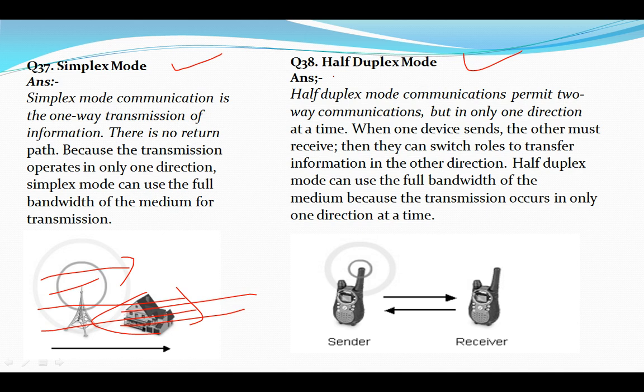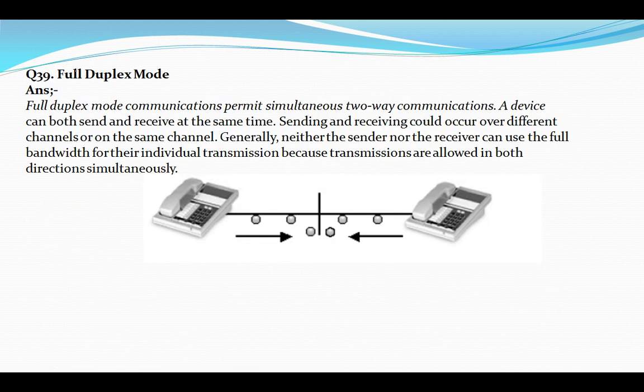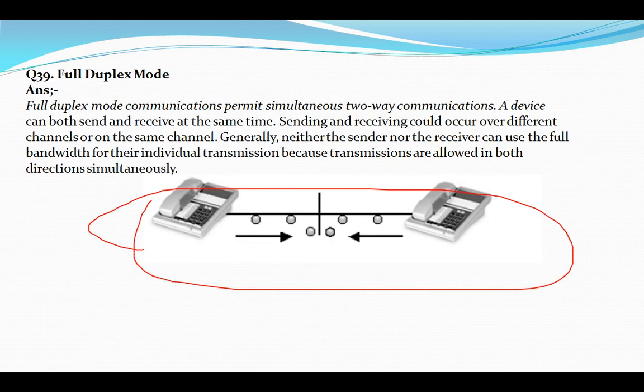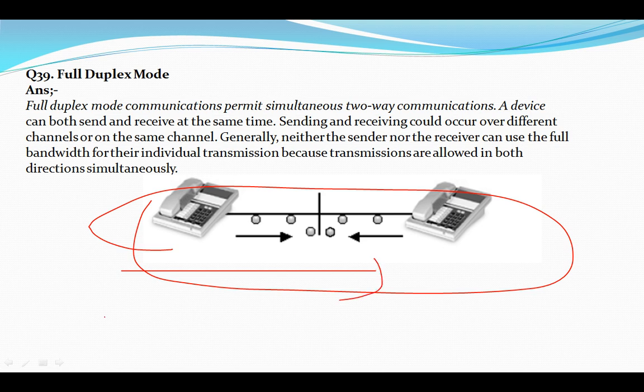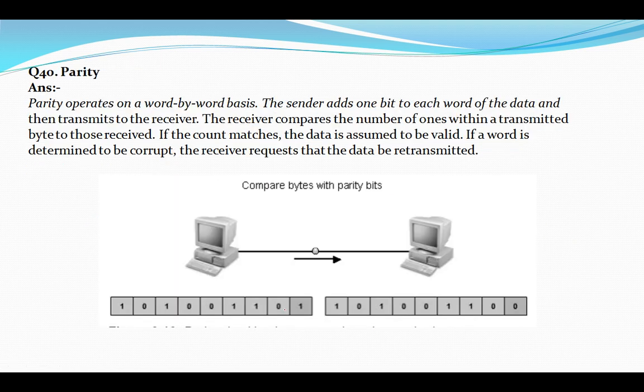And if we talk about half duplex, it's two-way communication, just like the walkie-talkie we use. At a time, one person can talk, and the other will have to wait. The next question is, what is full duplex? Full duplex is two-way communication. At a time, both sender and receiver can communicate with each other.